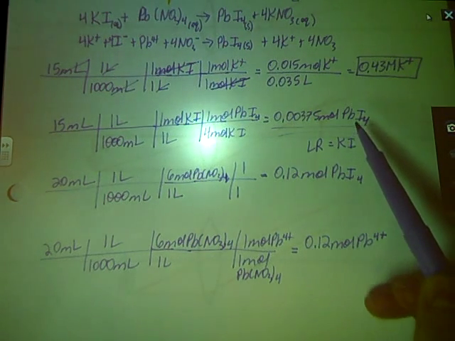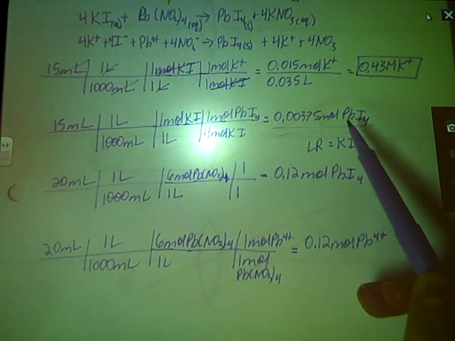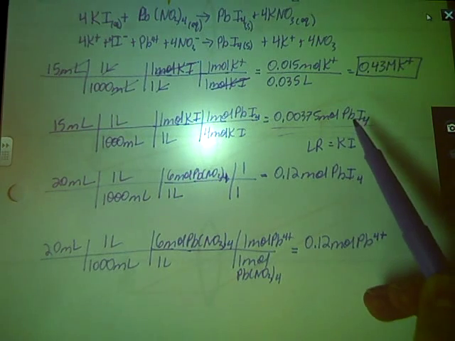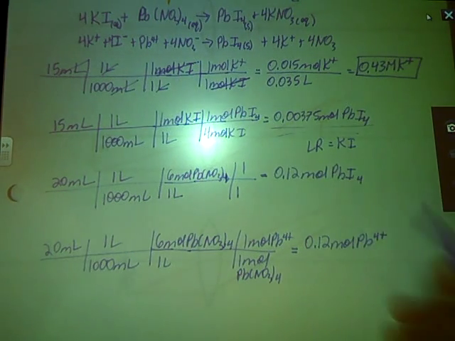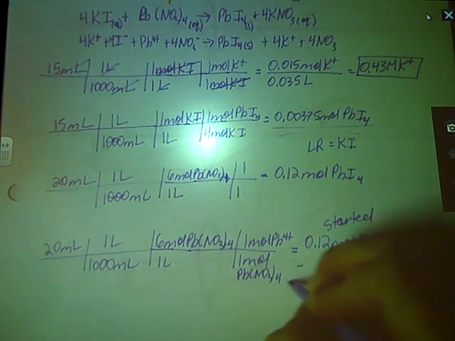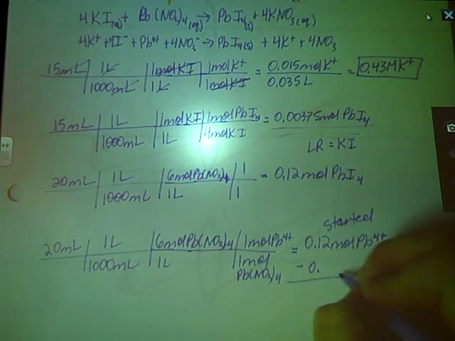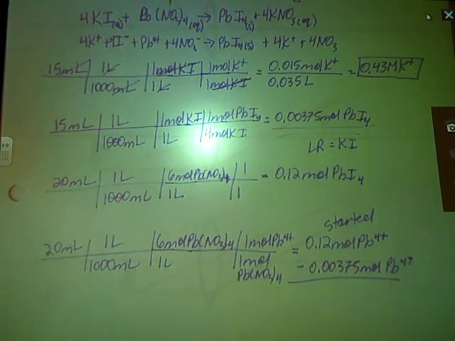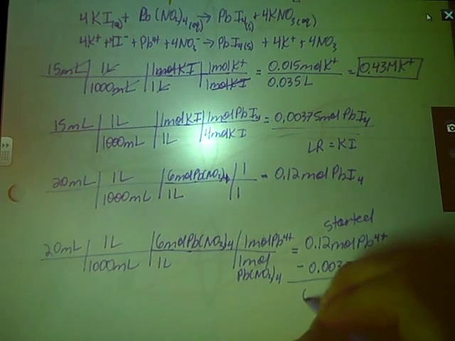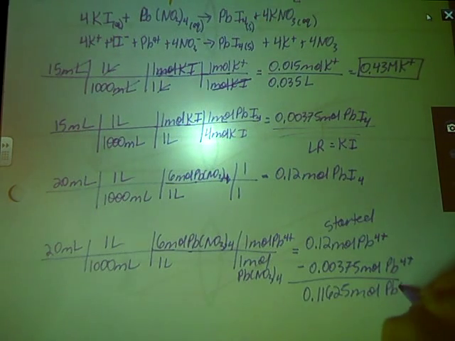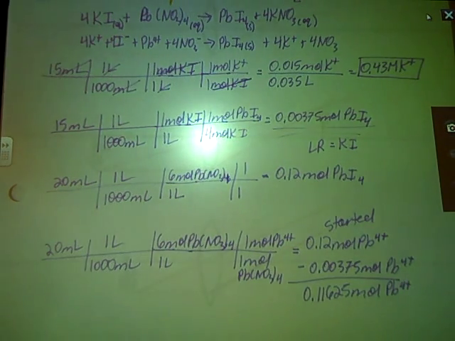And again, I can tell that because this is a 1 to 4 relationship between my lead and my iodide. So it takes 4 times as much iodide to make this molecule here. So this is how much I started with, and I'm going to subtract how much I actually used, which was not much. So this is how much lead 4 I still have floating around in my solution.